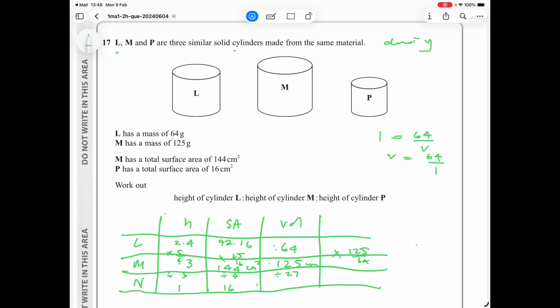And then we've got to make 2.4 into something that's nice. So if we times everything by 5, right now we've got 2.4 for L to 3 to 1, and we can't have a decimal in there. So times 2.4 by 5, and we get 12. And that gives us 3 times 5 is 15, and 1 times 5 is 5. And that should be the answer to the heights for L, M, and N.